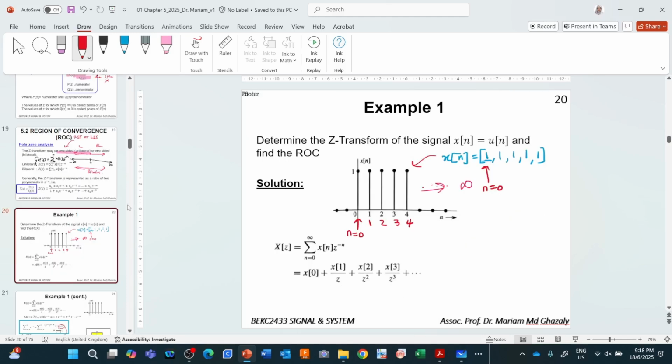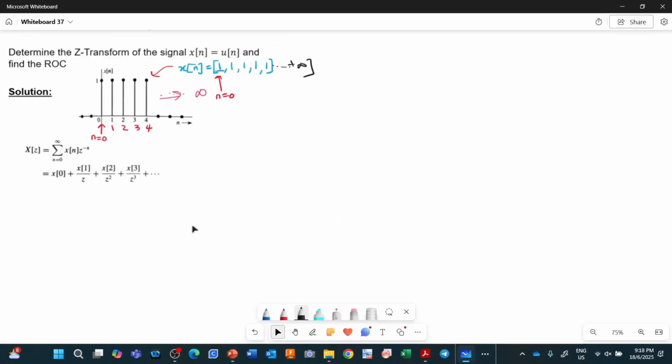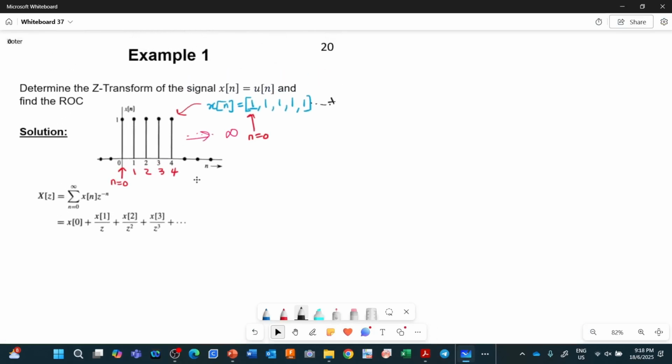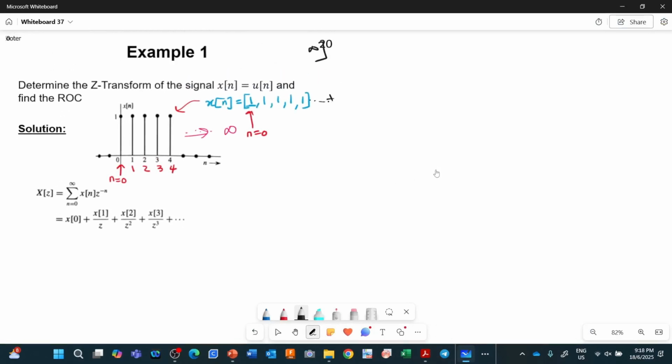The next slide is example 1. So let's do example 1. This is just to show you, let's say you have a right-sided sequence, then how do you get the ROC in Z more than A? Alright, so let's start now.